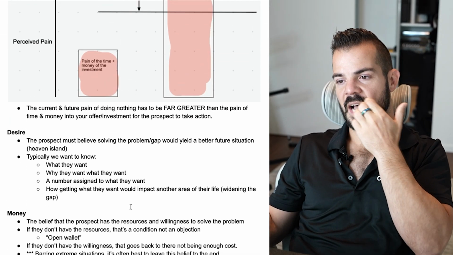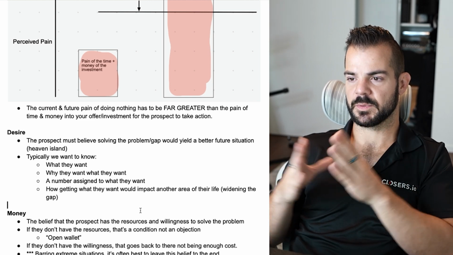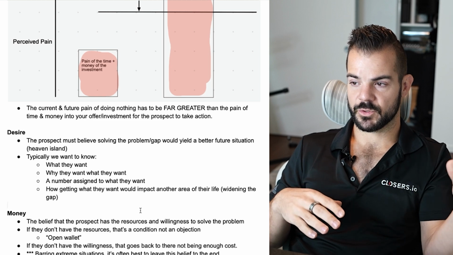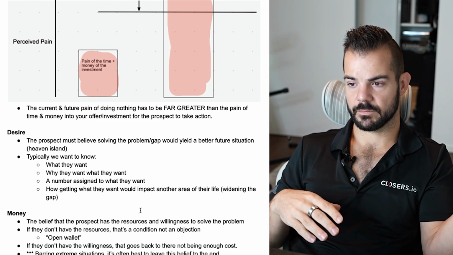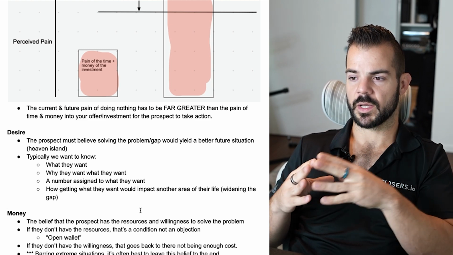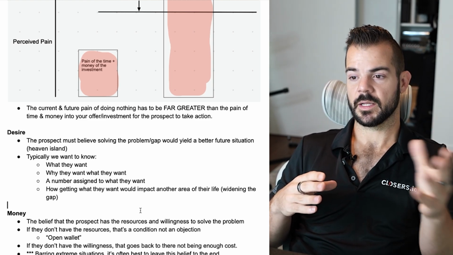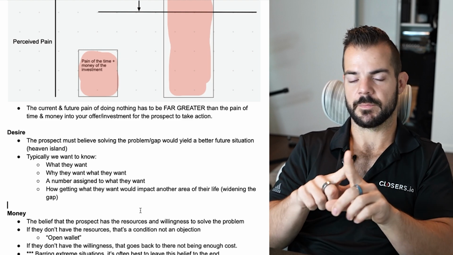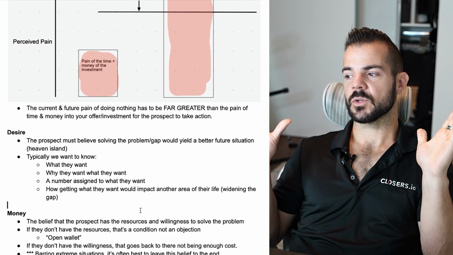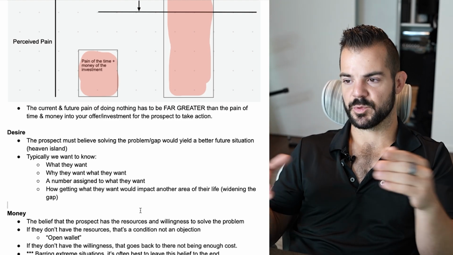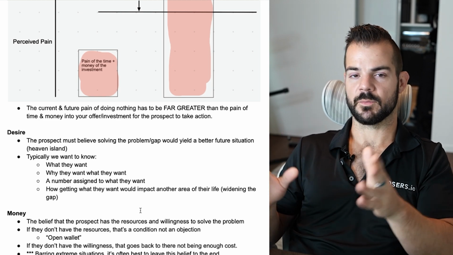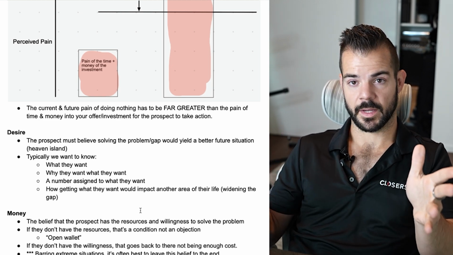Let's move on. Desire. The prospect must believe that solving the problem or the gap would yield a better future situation than what they have now, right? So here, we want to know what they want, why they want what they want, a number assigned to what they want, and then how getting that thing would impact some other areas of their life. For instance, if you're selling, we'll use high risk, like an ad attribution software, we know the desired state is more profitability, more ROAS, and being able to scale your ads further, right?